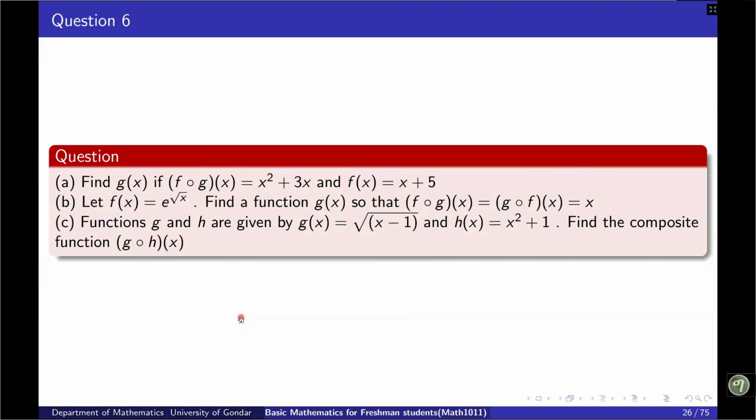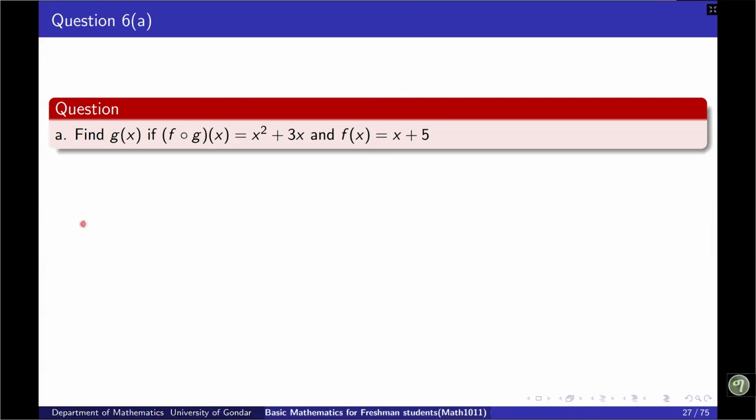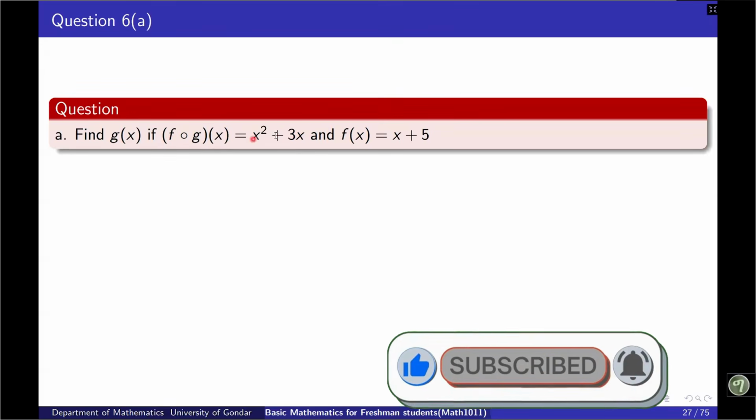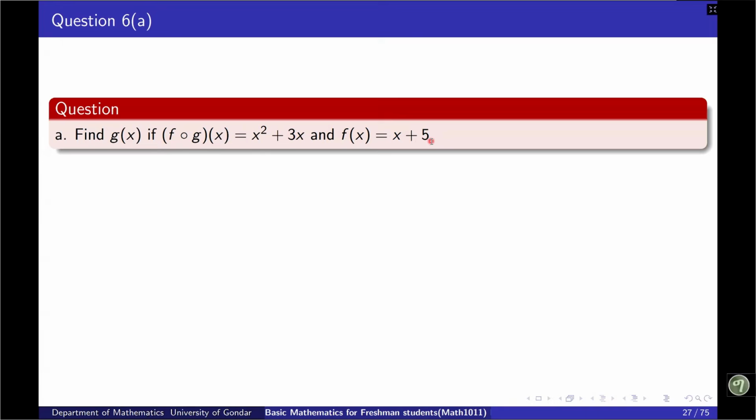The next one, that's question number 6. Again, on composition function, but we are given these 3 questions, and let us see them one by one. The first one, that is a, we are asked just to find g of x if f composite of g of x is x squared plus 3x, and f of x is given to be x plus 5. We are given the composition function x squared plus 3x, and one of the functions, that is the outer function f of x, given to be x plus 5. So we are asked just to find g of x.